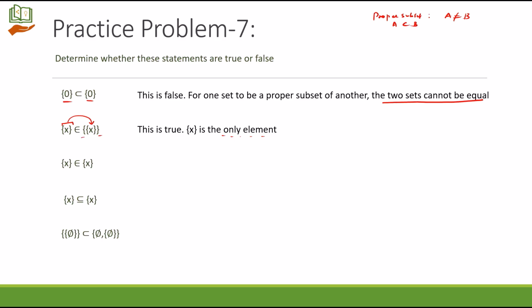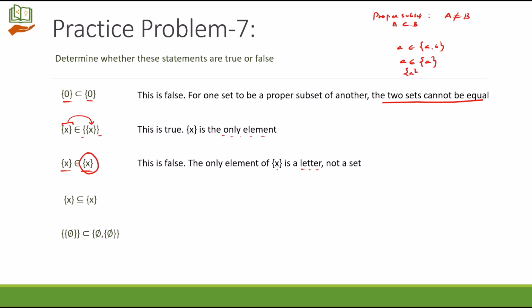What about X belongs to X? This is false. The only element of the set with X is a letter. It is not a set. When we say A belongs to a particular set, that is meaningful. When they say A belongs to, this is also meaningful. But we cannot take this. That is what is given here.